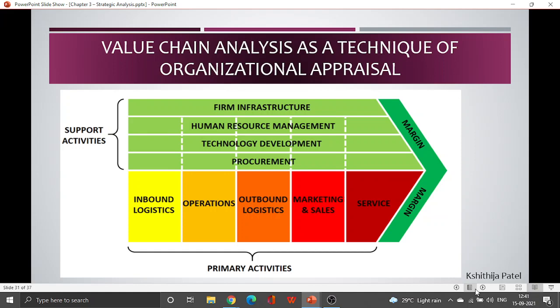When we speak about services, these are concerned with all the activities that an organization uses to enhance or maintain the value of its products or services. For example, service activities can be installation, repair, spares, or customer training. Each of the primary activities is linked to the supporting activities, as you can see. The supporting activities are always present in the organization so that they can sustain the primary activities. Under supporting activities, we have firm infrastructure, human resource management, technology development, and procurement.